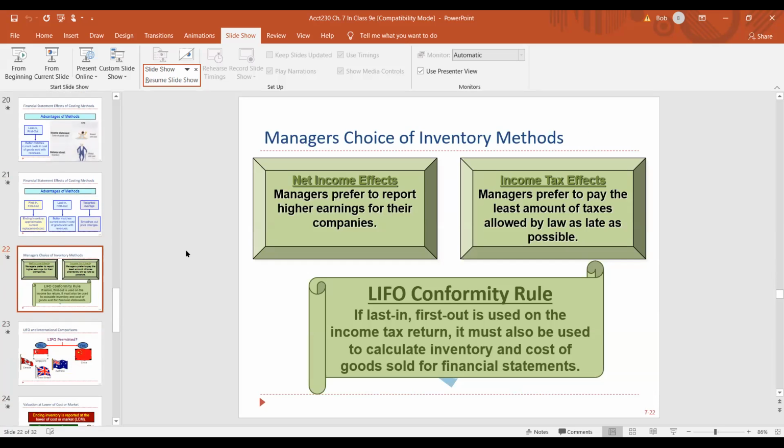Choice of inventory methods, okay? Choice of inventory methods. Hold on, let me turn this stupid thing off. That's my bad.